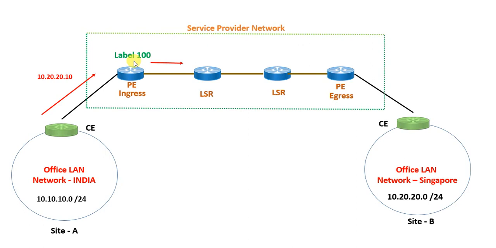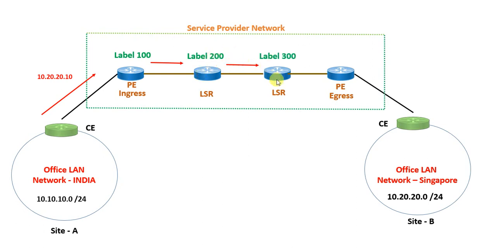and forwards it to the neighbor. Once the packet comes here, the second operation is performed, that is swap, because this router knows the label generated for this particular destination, the 10.20.20.0/24 network. This router knows the label generated by the previous router for that network, and the label generated by itself for the same network. So once it receives a packet with label 100, it knows the destination is 10.20.20.0/24. It removes label 100 and pastes its own label, the one generated by this router, and forwards it to the neighbor.